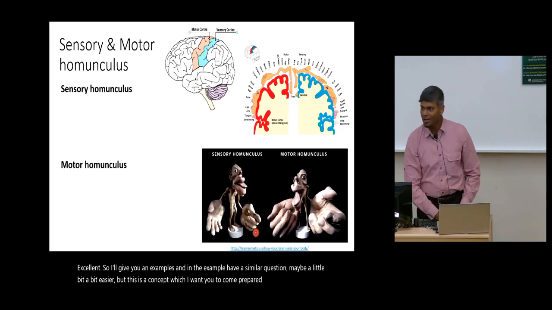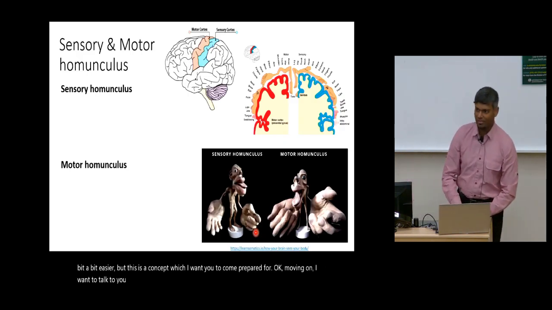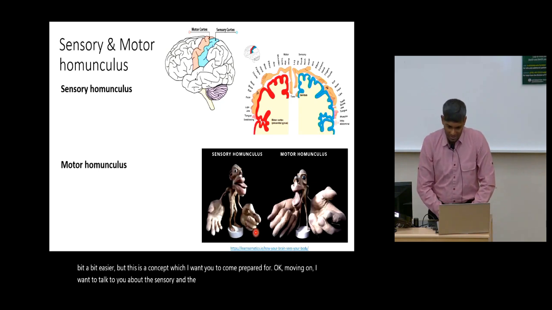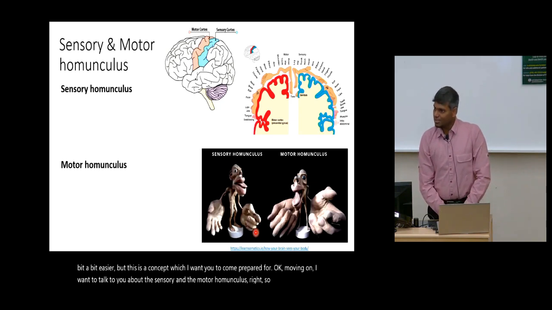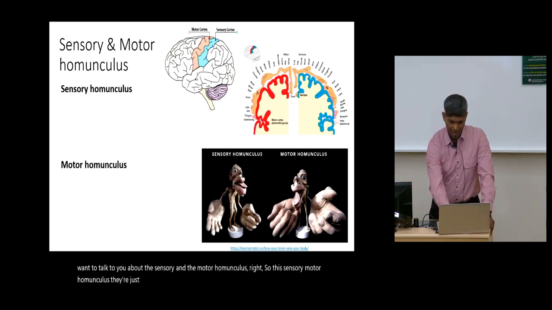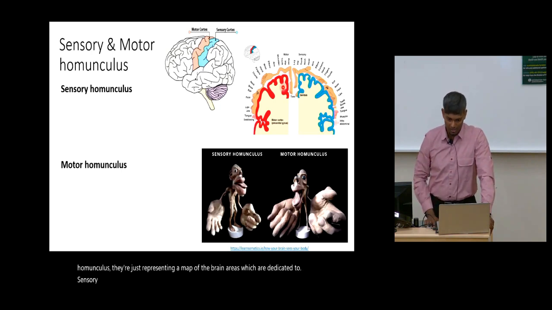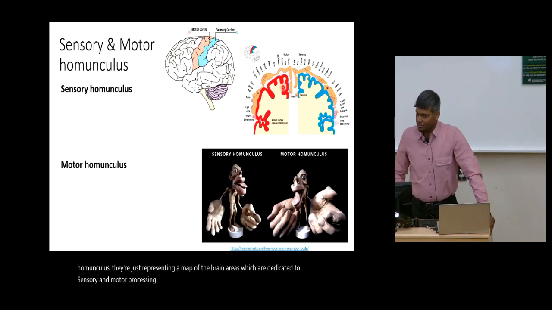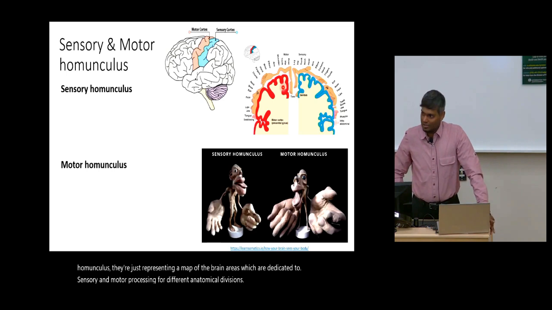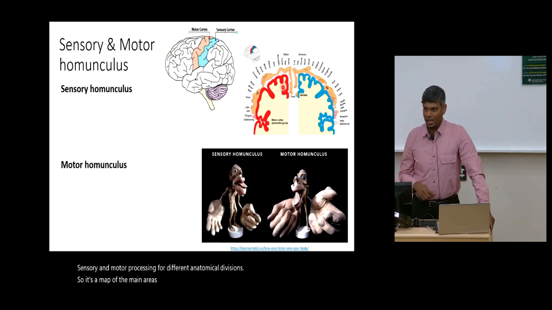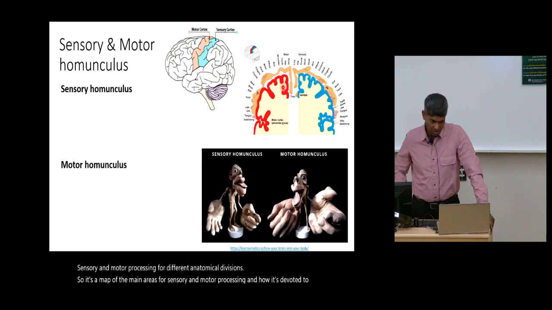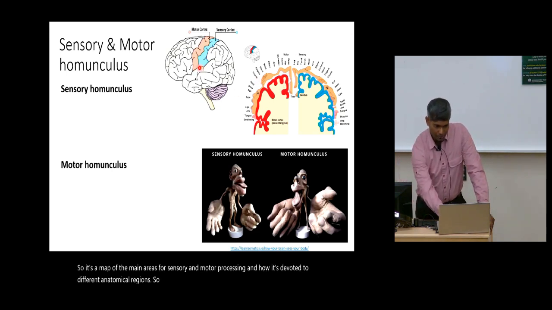Okay, moving on, I want to talk to you about the sensory and the motor homunculus, right? So this sensory and motor homunculus, they're just representing a map of the brain areas which are dedicated to sensory and motor processing for different anatomical divisions, right? So it's a map of the brain areas for sensory and motor processing and how it's devoted to different anatomical regions. So we see that the motor cortex here is shown in red.